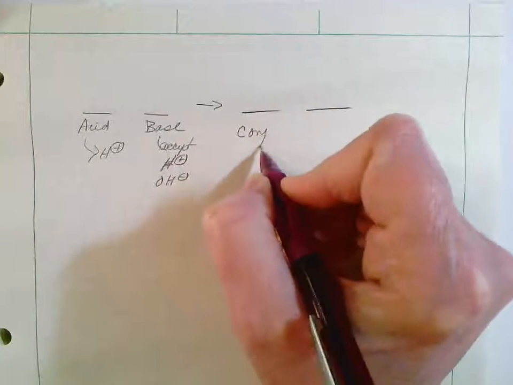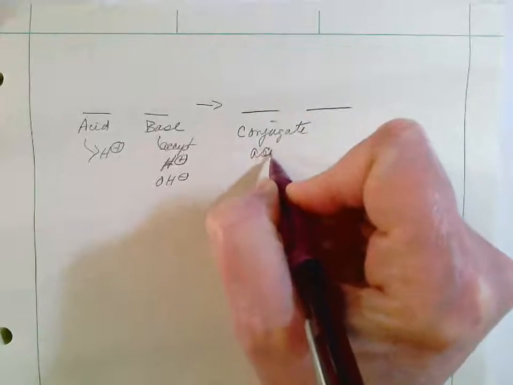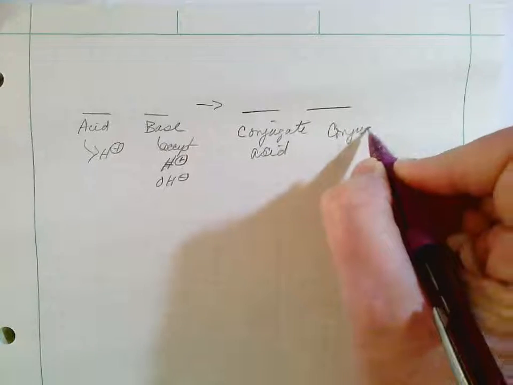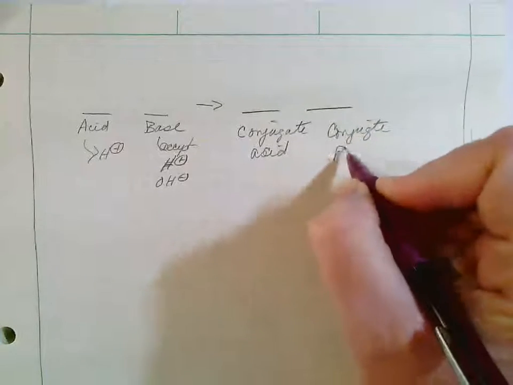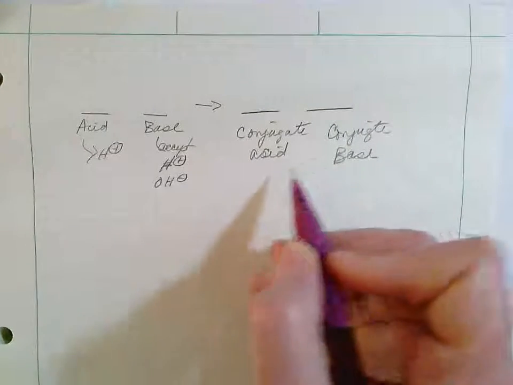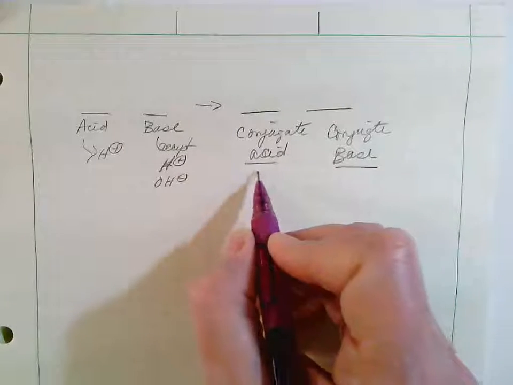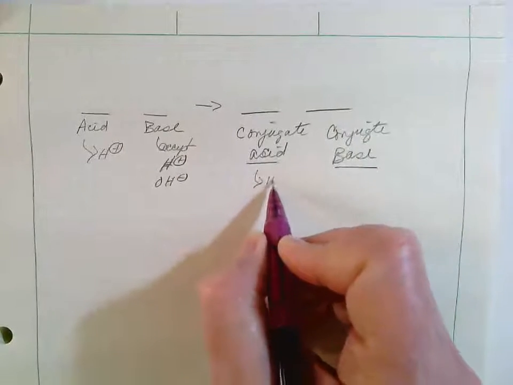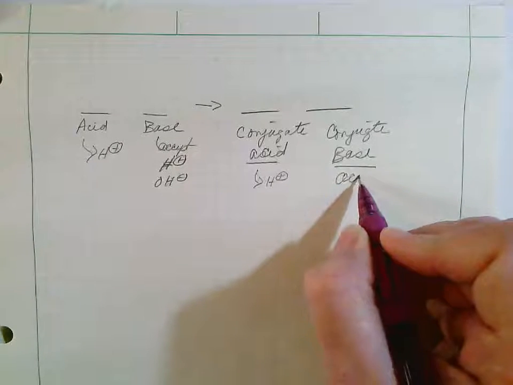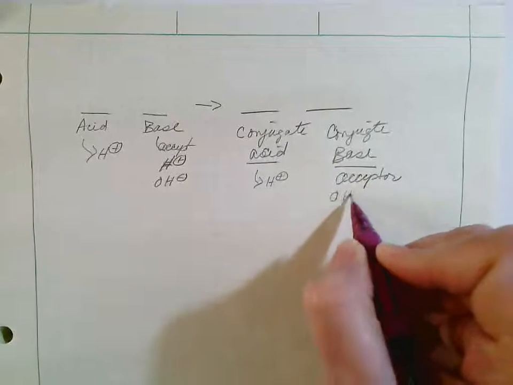On the product side, now we're going to have two new species, and one will be the conjugate acid, and one will be the conjugate base. And the conjugate just means it's on the product side. So we're still looking at those same definitions for acid and base. This one would still be able to donate a hydrogen ion to solution. And this one would still accept a hydrogen ion, or it would donate a hydroxide.